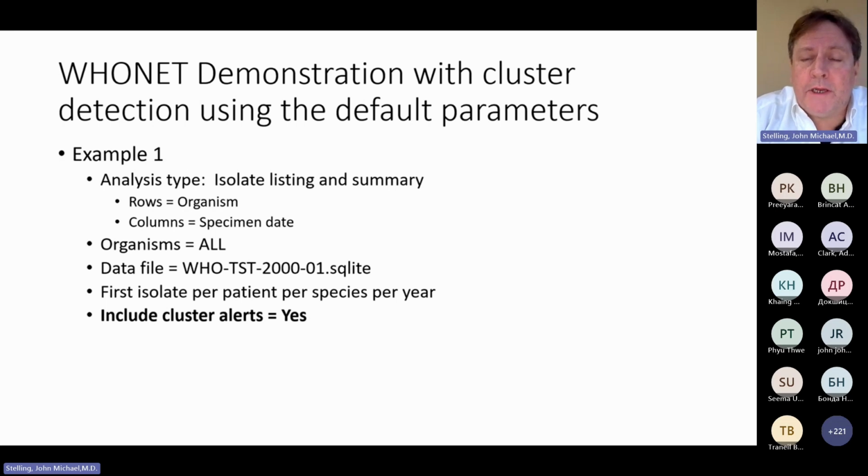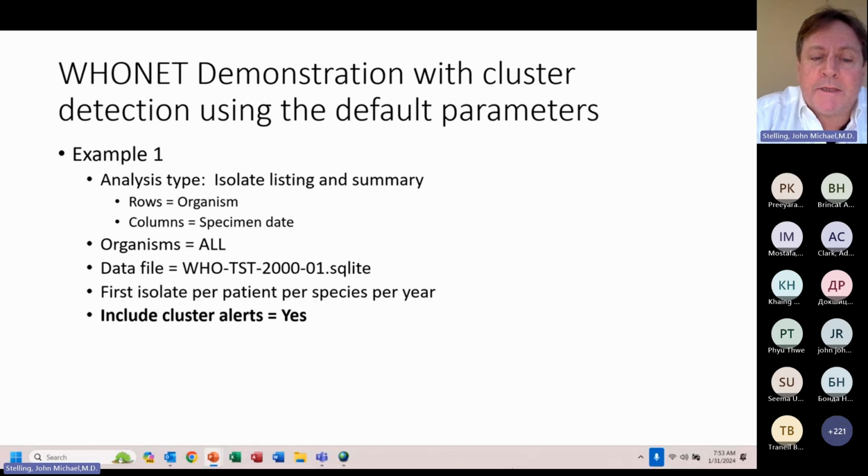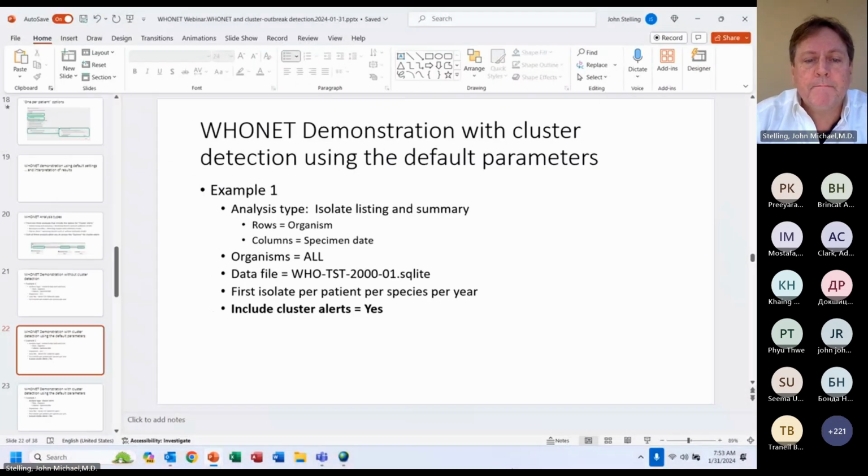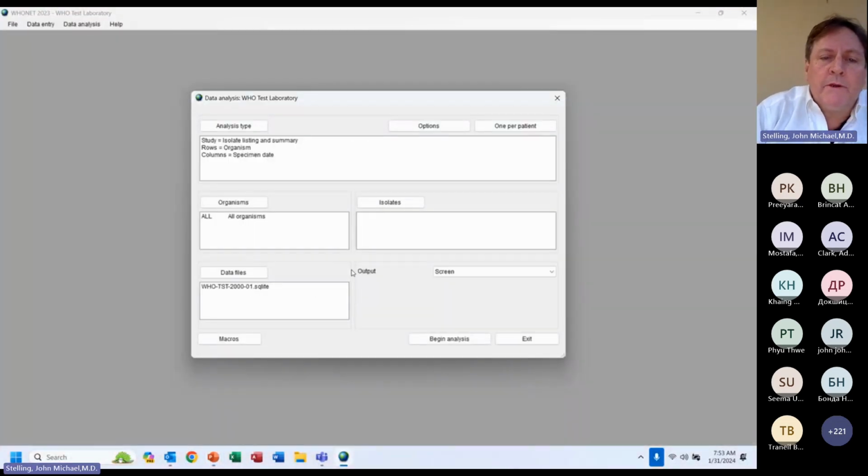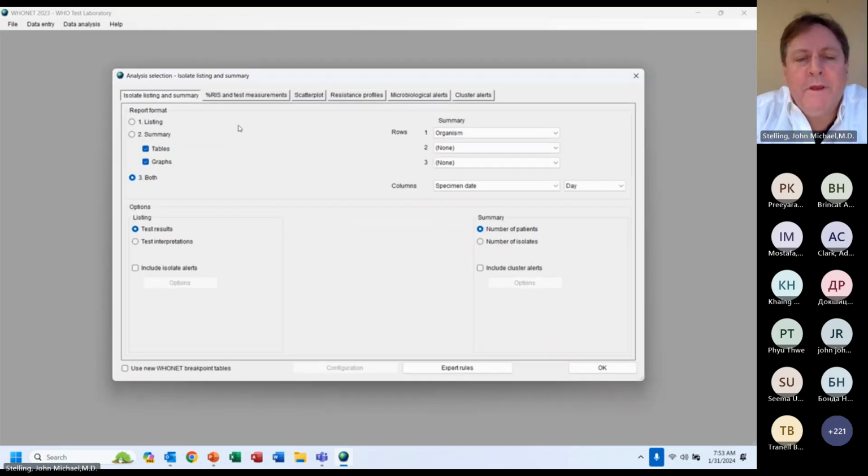But now we can look for cluster detection from a statistical perspective. I will do exactly the same analysis, but this time I will turn on the cluster alerts. I go to analysis type. I'm hoping that many of you have already done this analysis. It's a very simple and common and valuable analysis. If I want to see cluster alerts, very simple. All I do is click here.